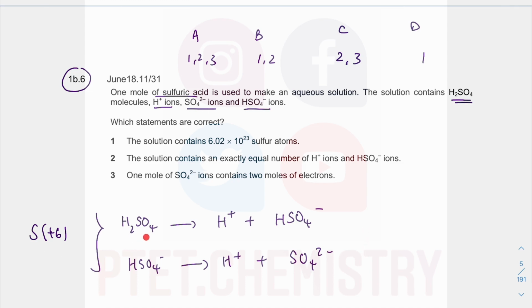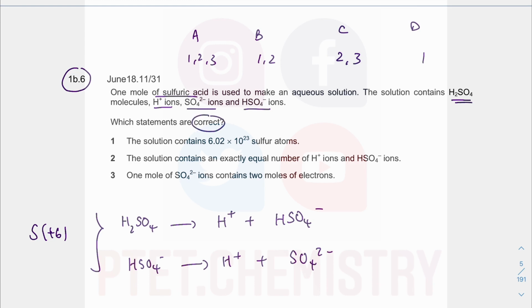So this is sulfuric acid. This is called hydrogen sulfate anion. This is called a sulfate anion. So these are examples of polyatomic ions which you would have covered, I'm pretty sure, in GCSE, IGCSE or O-level chemistry. So which statements are correct?